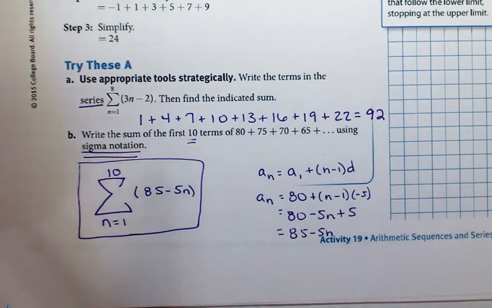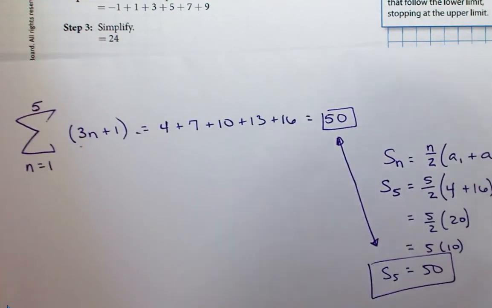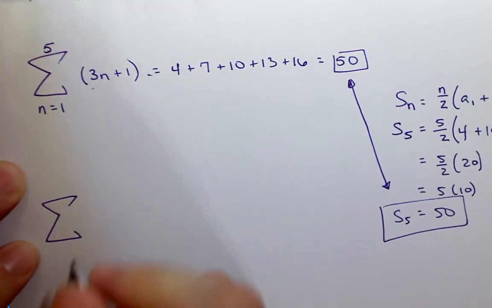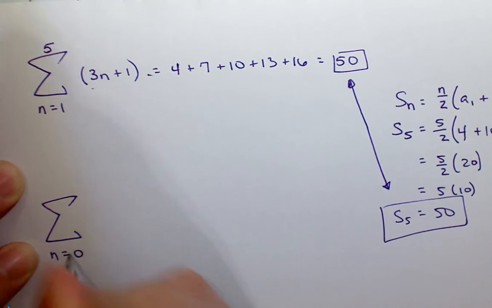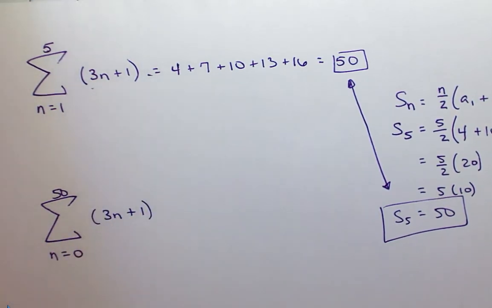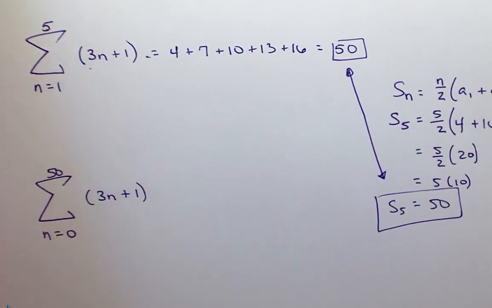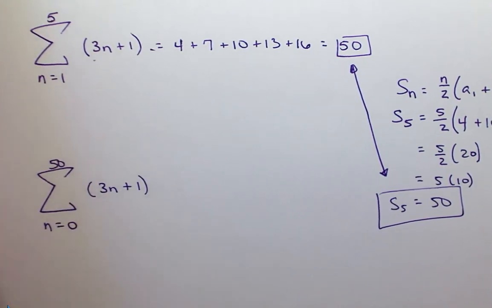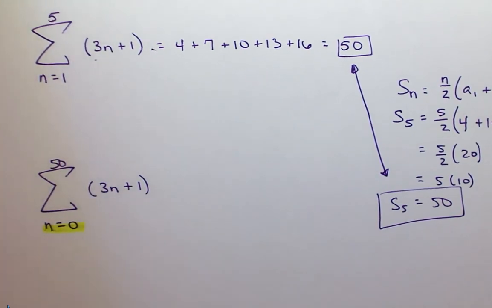So let's try another one. Here, maybe we can just put it right here. The summation of n equals 0 to 50, and we'll use the same formula, 3n plus 1. Now this one is different. First of all, I don't think expanding it is going to be very fun because we have to go all the way from 0 to 50. But the other thing that makes this problem different is that we're not starting at 1. We're starting at 0. With summation notation, you do not have to start at 1.